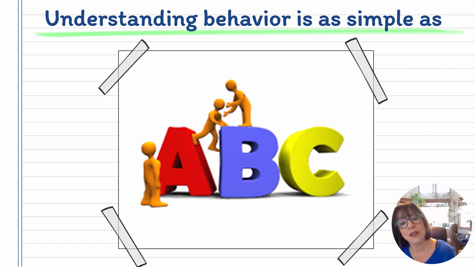And what comes after is the consequence. So that is what happens immediately after the behavior, which determines if the behavior is likely to happen again. For example, receiving praise, well, that's reinforcing. Getting a timeout, that is punishing. Gaining attention is reinforcing if the person wants attention. And avoiding a task, if that's what they want, is reinforcing. And these are examples of consequences.